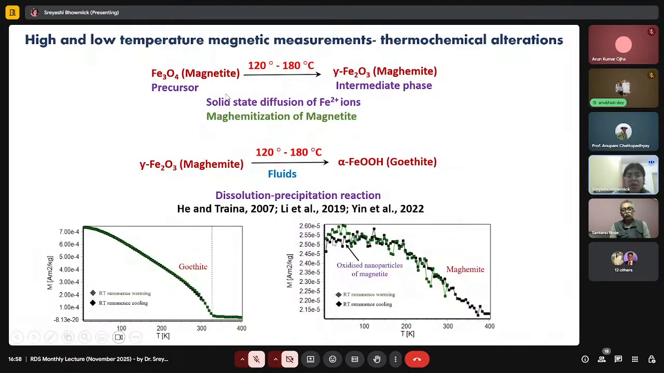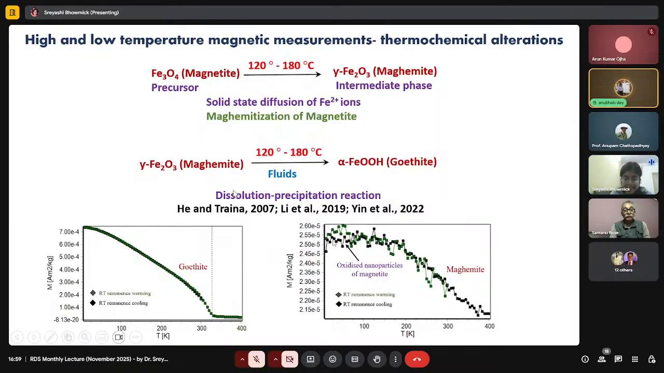Now, coming to the reaction, if we have a precursor magnetite at this temperature range, it can generate an intermediate phase, which is the maghemite, through solid state diffusion, and this process is called maghemitization of magnetite. Now, this intermediate phase, under the presence of fluids and frictional heating, can change to goethite. That is what I was trying to say. Is it clear now?